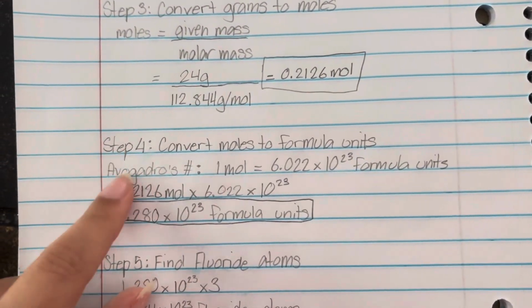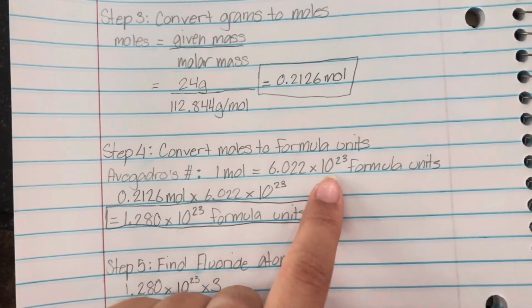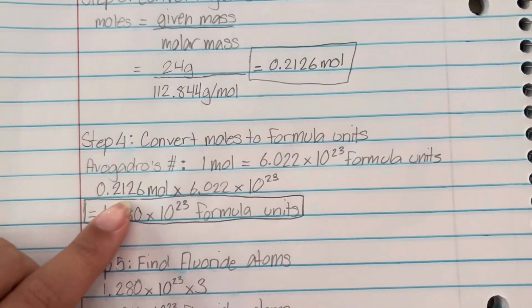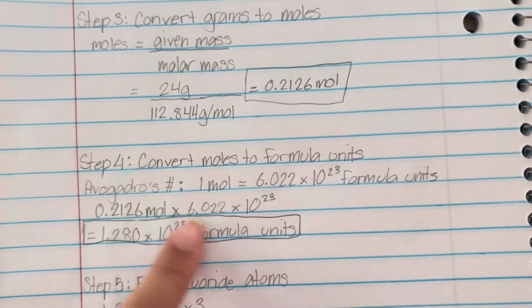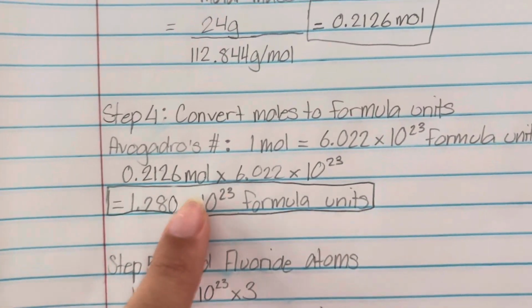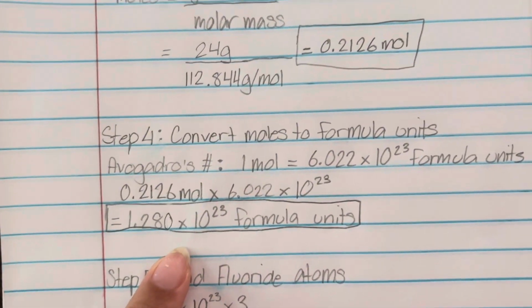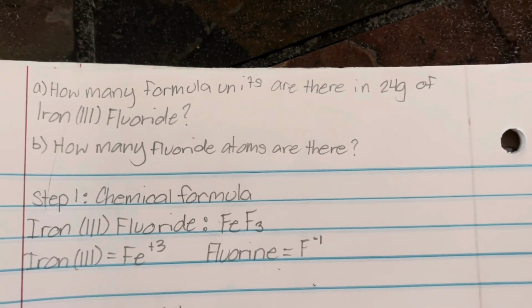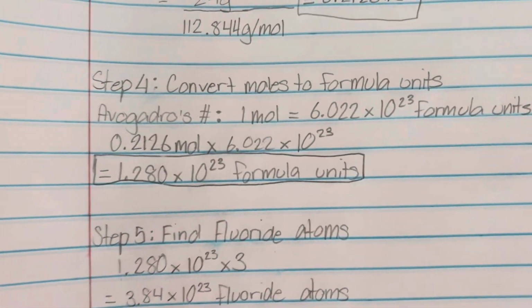Step 4 is to convert the moles to formula units. First, we always have to keep in mind Avogadro's number, which is 1 mole will equal to 6.022 times 10 to the 23rd formula units. Basically, what we're going to do is multiply our number of moles that we got in our last equation by the Avogadro's number. So here, this is what we've done, and we can just plug this into a calculator and we'll get 1.280 times 10 to the 23rd formula units. And that will equal to our first question, which is how many formula units are there in 24 grams of iron 3 fluoride? This would be the answer.